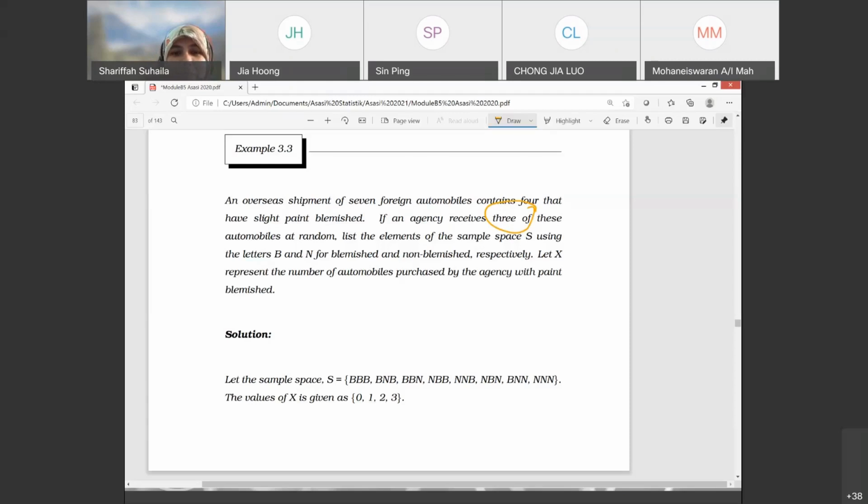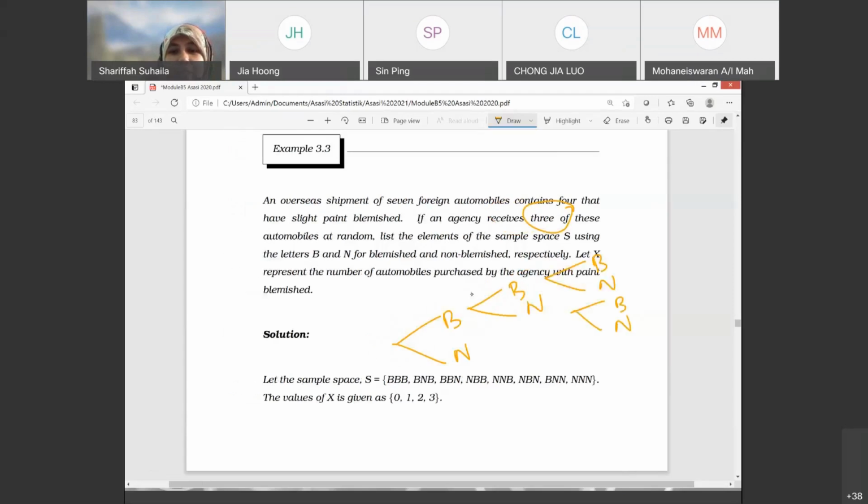If you want to do it like this with a tree diagram, that is also fine. Say B, N for the first, and then second B, N, the same thing. You can list down your sample space first. So we have either BBB, BBN, and so on, including NBB. That means you already have 8 possible outcomes. Two choices, but you have 3 of these automobiles, so you have 8 possible outcomes.